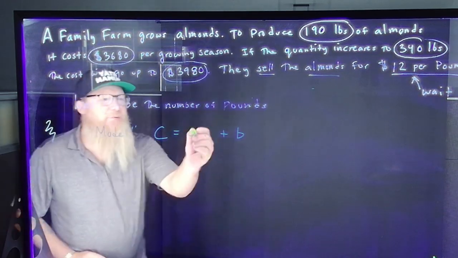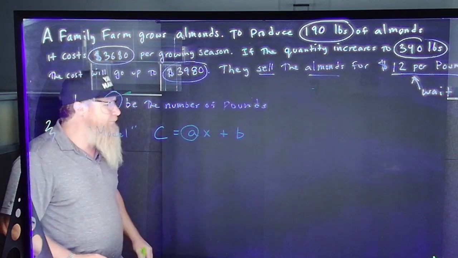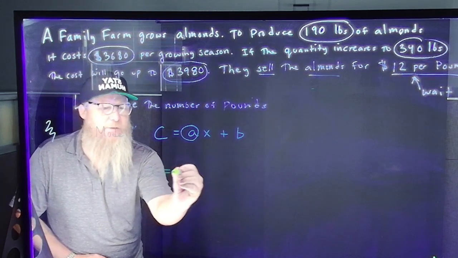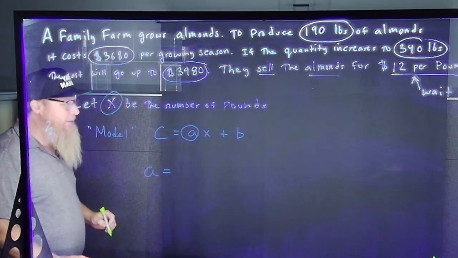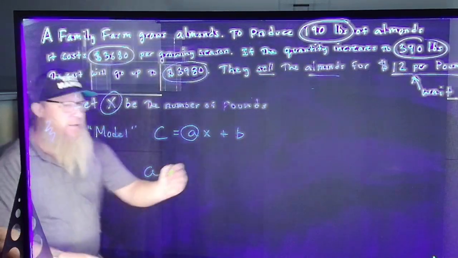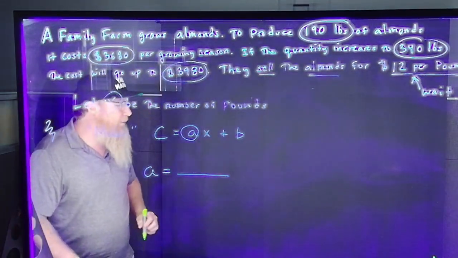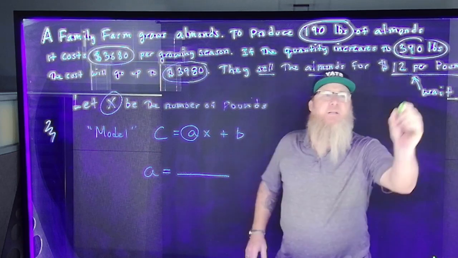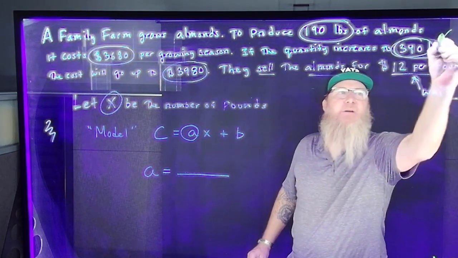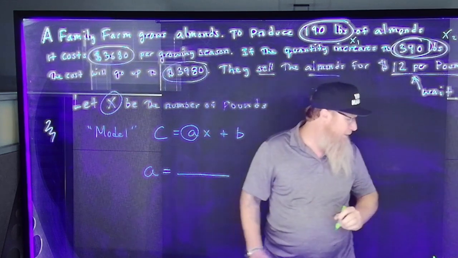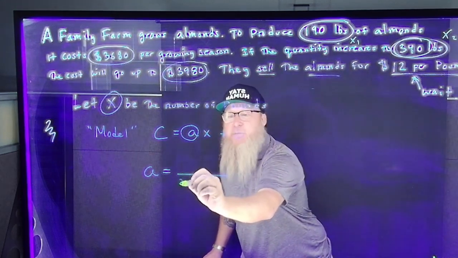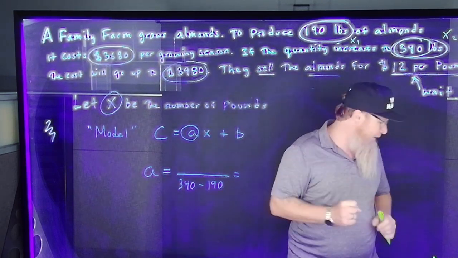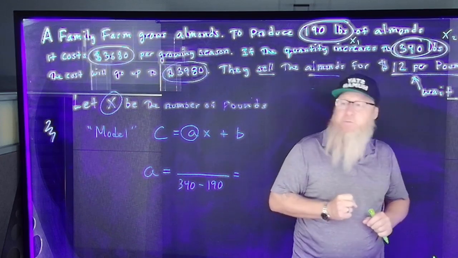All right, so let's find the A. Let's find the slope. Now remember, X represents the number of pounds. So when we find our slope, our A, we're going to make sure that we put the X values in the denominator. Our X values are the number of pounds. So let's call that X2, call that X1, and we'll subtract the number of pounds: 340 minus 190. That'll tell us the difference in those two harvests, the difference in the number of pounds.